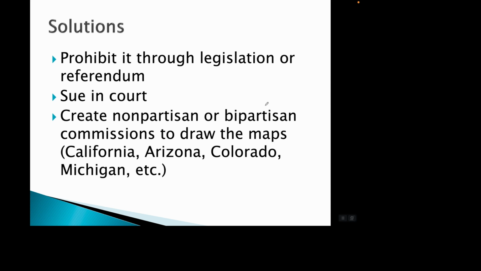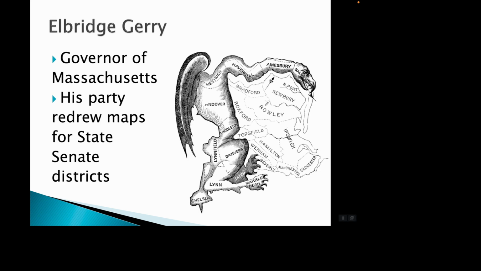There are some limits to gerrymandering. You can't do it on a racial basis, but even though I've said there are limits, there are some pretty wild things that are still legal, at least according to the Supreme Court, with gerrymandering. Or you could create nonpartisan or bipartisan commissions to draw the maps. That's what's been done in California, Arizona, Colorado, Michigan, and it results in a lot less gerrymandering. Surprise, surprise.